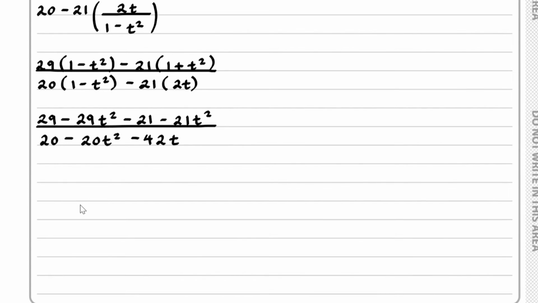And if we simplify by collecting like terms, on the top we have 8 subtract 50t squared, and on the bottom we would have negative 20t squared subtract 42t plus 20.